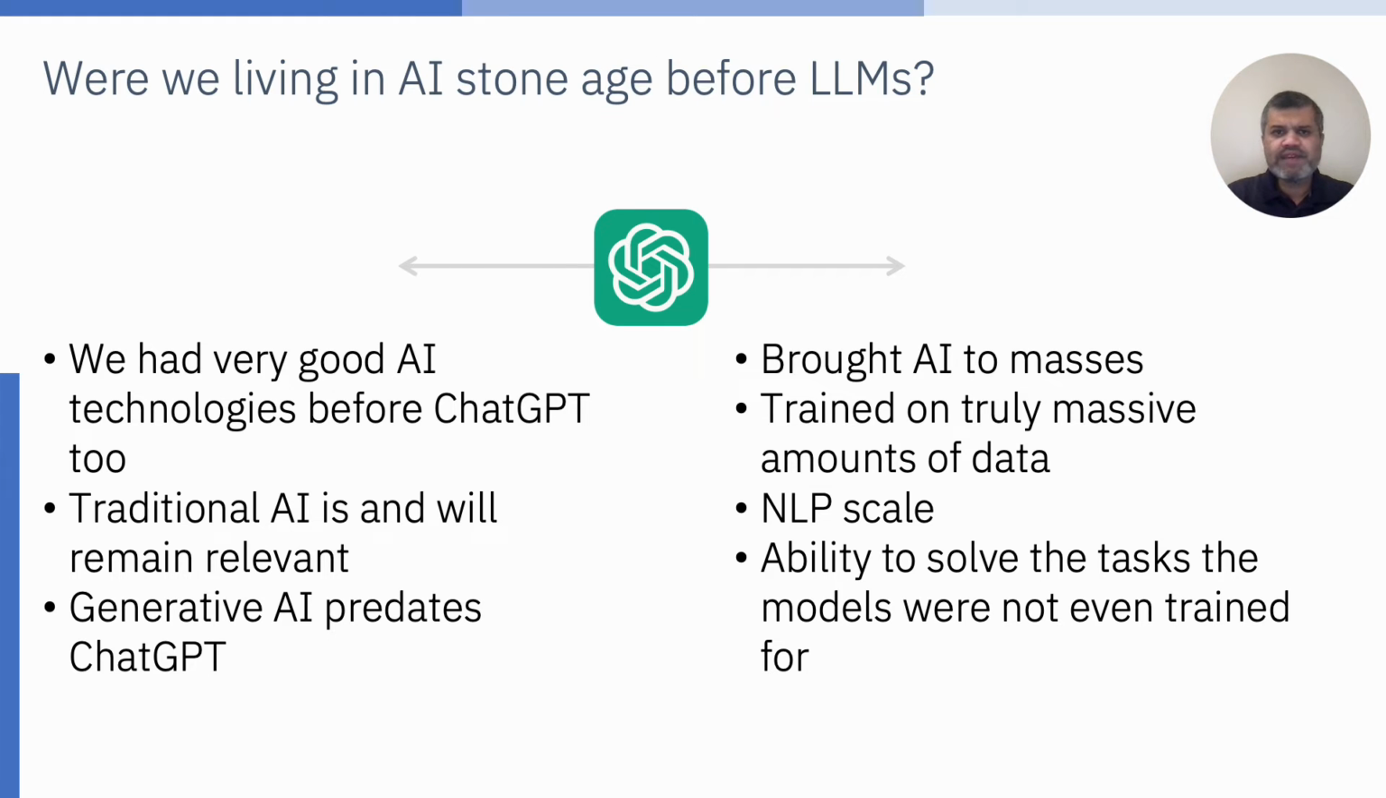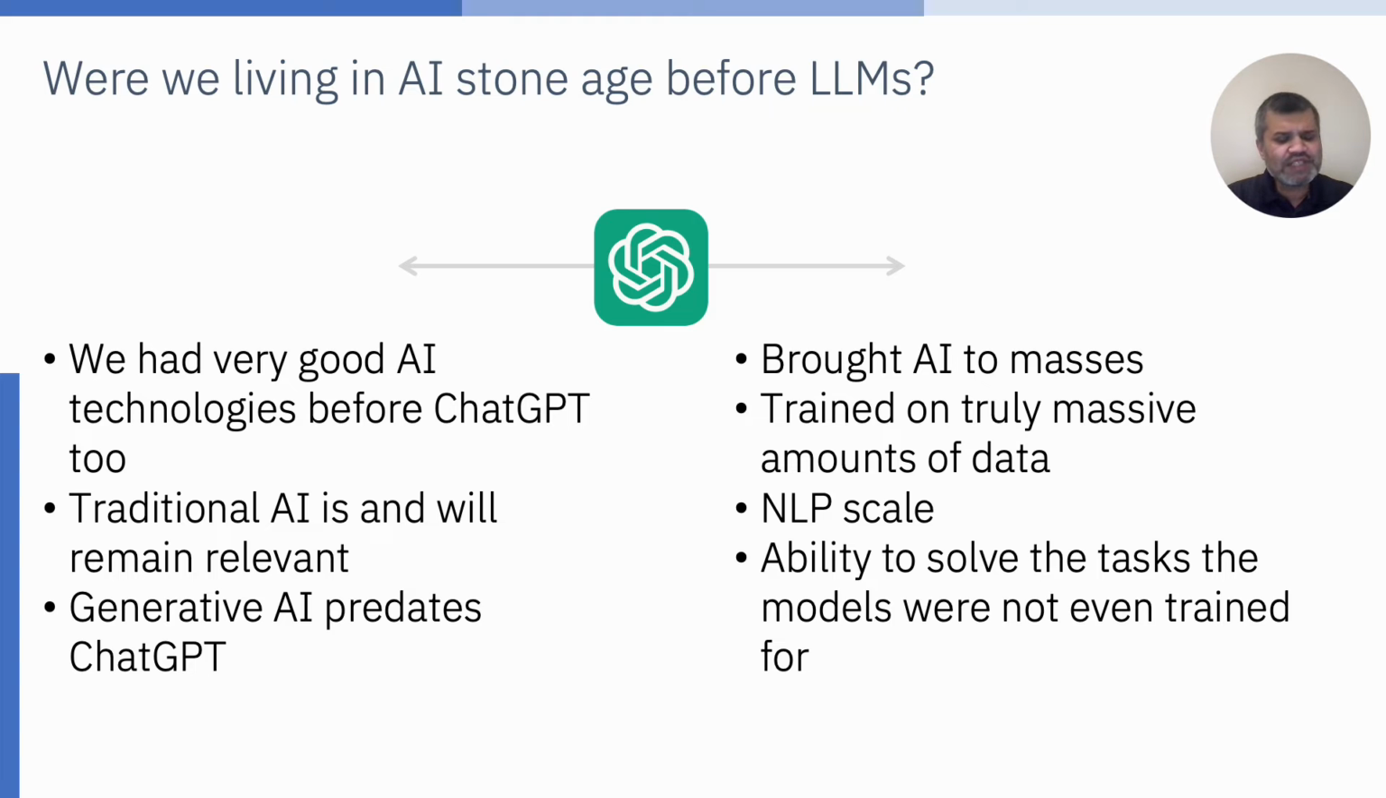Were we living in an AI stone age before large language models? The answer is no. We had many different architectures, many different applications. Actually, the large language models are largely based on algorithms and architectures we had before the ChatGPT era. We had very good AI technologies, architectures, and algorithms before ChatGPT.